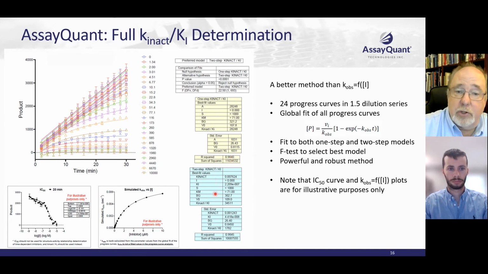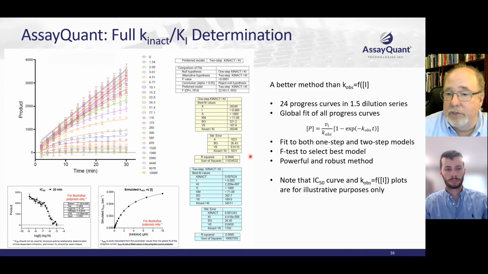We also do the fit to the two-step analysis model. That gives us kinact and Ki separately. Here's kinact on Ki and the standard error to fit here. We compare these two models. We say which one is the one that best describes it, and then those are the data that we report. And that's really the best thing for you to receive.